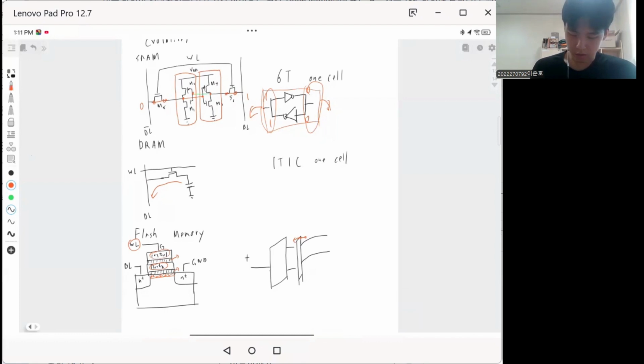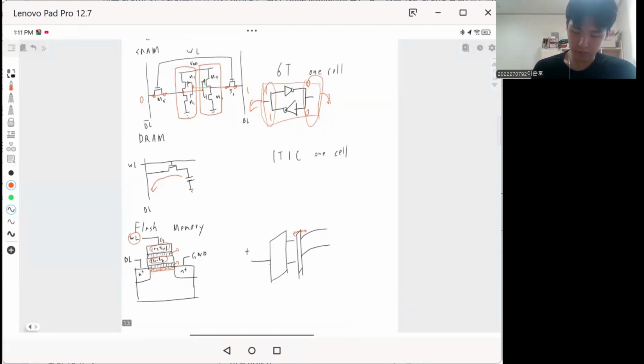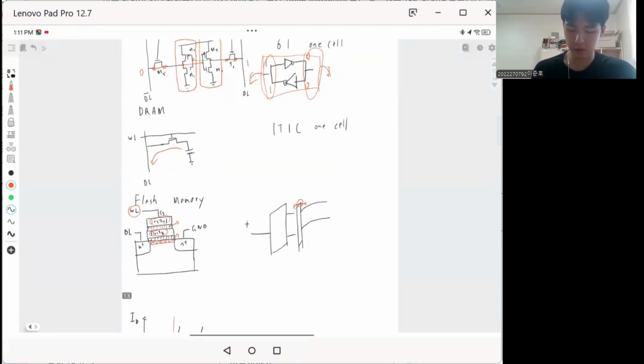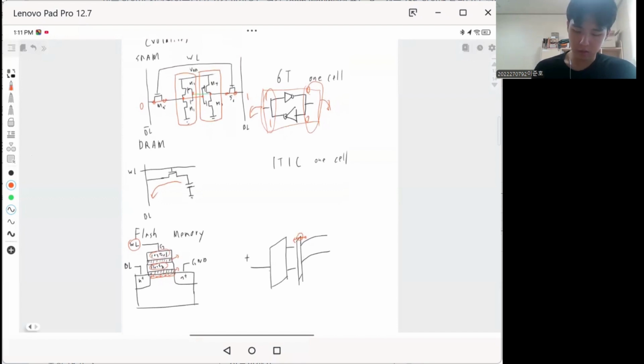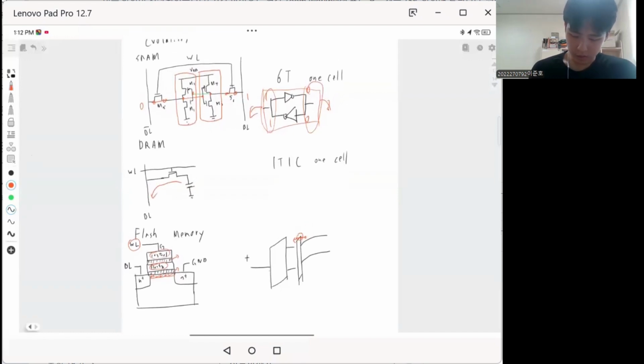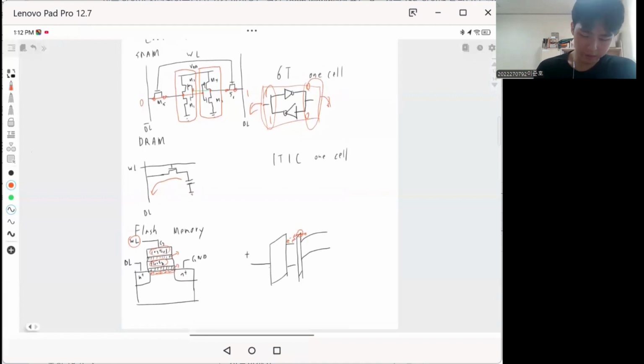So when we look at the energy band diagram, the tunneling oxide is very thin, and we apply a positive voltage to the gate. So in this region, the carriers can tunnel to the floating gate, and the blocking oxide is very thick, so carriers cannot jump through the blocking oxide. So the electrons will accumulate in the floating gate.